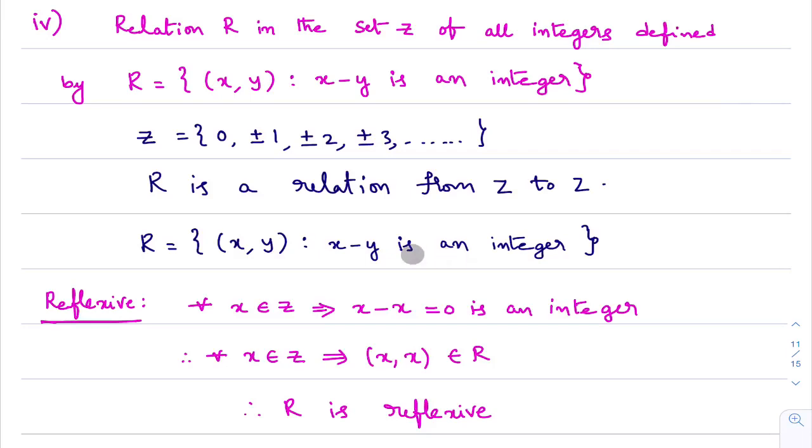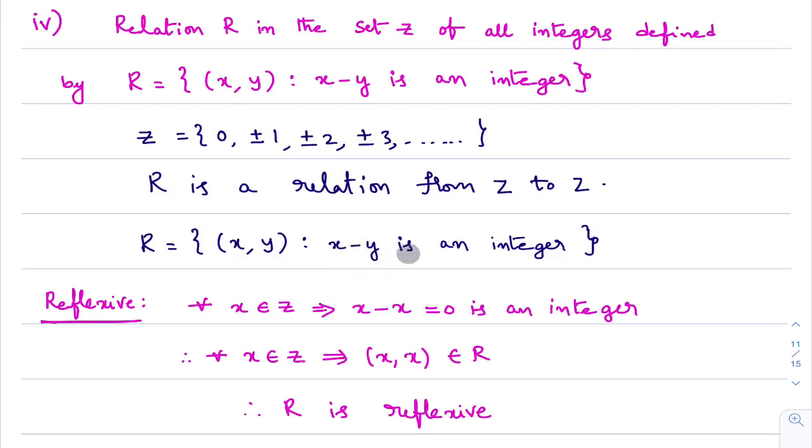So here I need to check reflexive property. How will I check reflexive property? Is x comma x there in this relation or not? x comma x belongs to R when x minus x is an integer. x minus x. What is x? x is an integer. So here x minus x is integer minus integer.